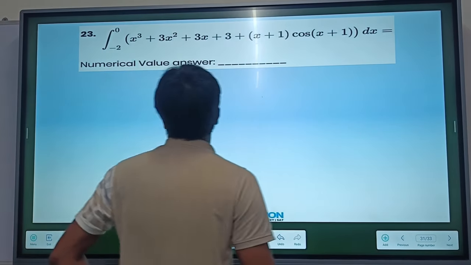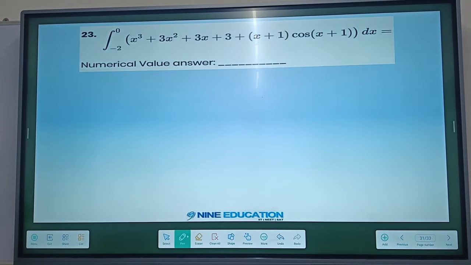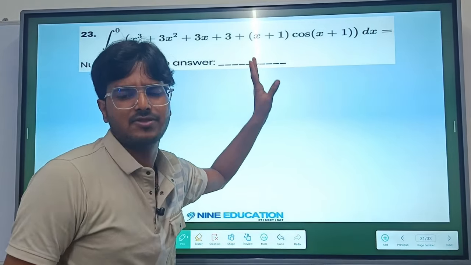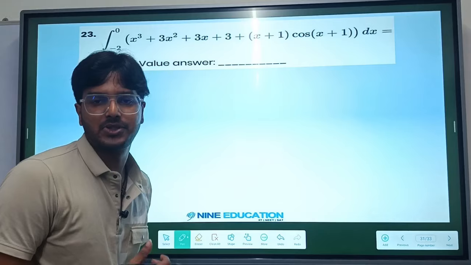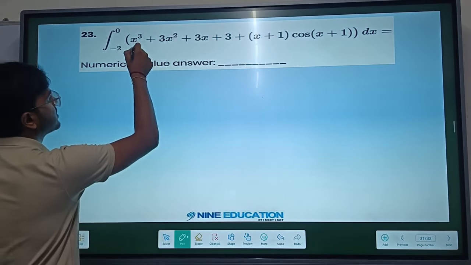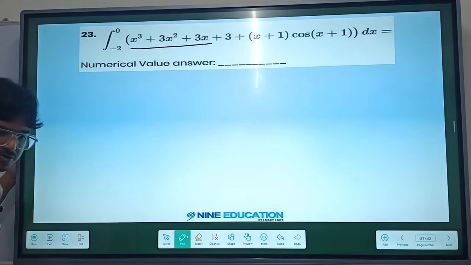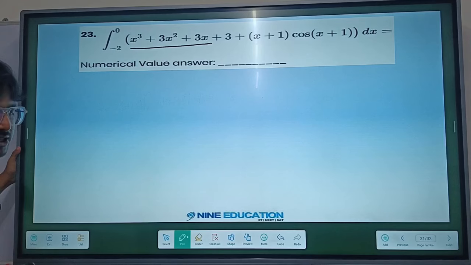Next is a definite integration question from -2 to 0, (x cube plus 3x square plus 3x plus 3 plus (x plus 1)) into cos of (x plus 1). So cos of x plus 1 is there. To simplify this, I need to substitute x plus 1 as t. But something like this is given. This also I have to get in terms of x plus 1.